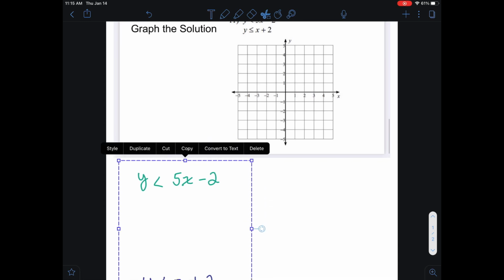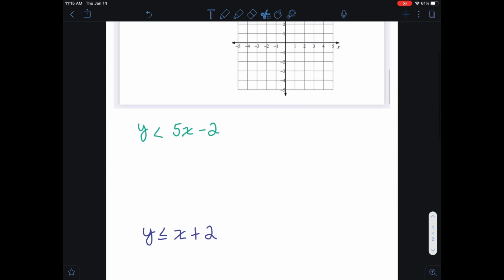So we have the two equations. y is less than 5x minus 2 and y is less than or equal to x plus 2. So the first thing we need to notice, let's start with this first equation. The first thing we need to notice is the sign. So the sign is less than.